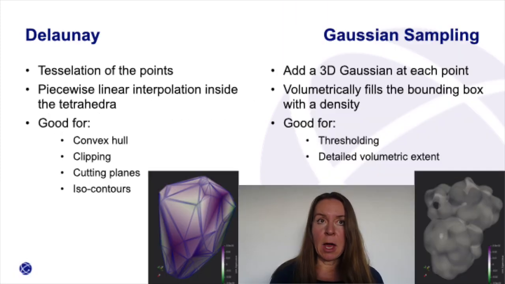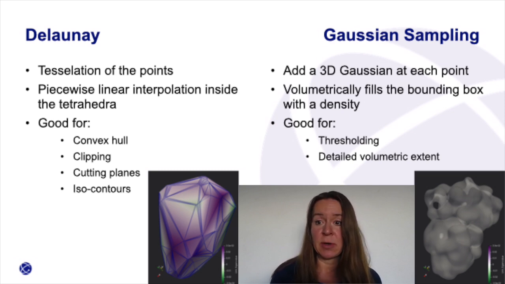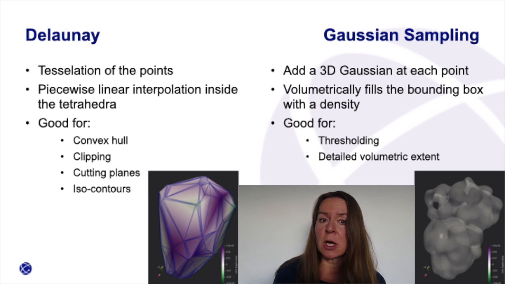How can we get a volume from this line? There are pretty much two common ways. One is a Delaunay tessellation, where we then have the option to interpolate linearly inside each of the tetrahedra, which is great for drawing a convex hull, clipping, cutting planes, or isocontours. And the alternative is a Gaussian sampling. We add a Gaussian at each point. This volumetrically fills the bounding box with a density, and this is good for thresholding or for a detailed volumetric extent that also allows the existence of holes and cavities.